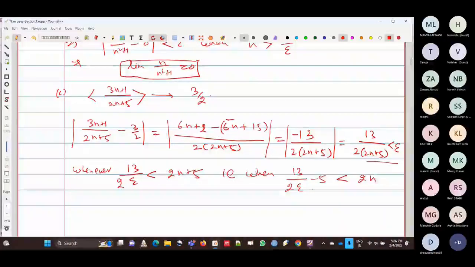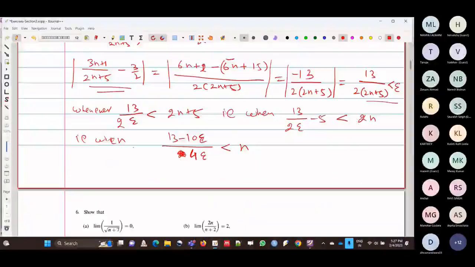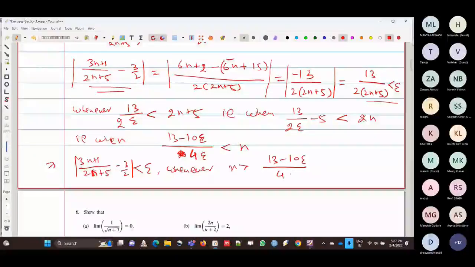This would be less than 2 times n. That is when you can write 13 minus 10 epsilon, and then divided by 2 times 2, which is 4. So whenever n is greater than this quantity, this means that 3n plus 1 divided by 2n plus 5 minus 3 by 2 is less than epsilon whenever n is greater than 13 minus 10 epsilon divided by 4 epsilon.